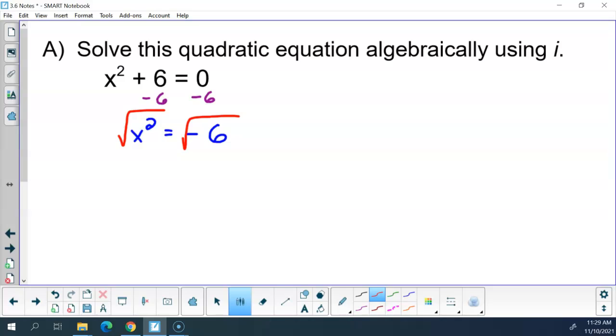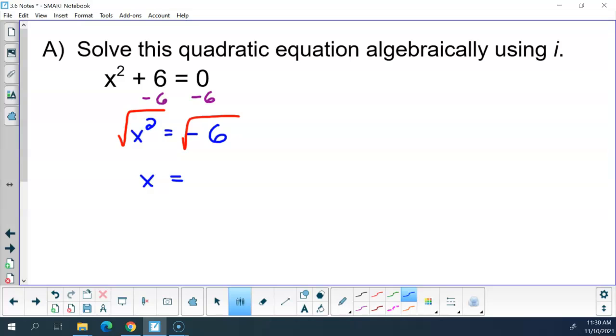Okay. The square root of x squared is x. But then we got the square root of negative 6, right? Okay. But how many answers do I need to get in this problem? Why 2? Because my exponent is 2. So I gotta have 2. So what do I need? Because we're taking a square root and we're solving, we needed plus or minus in there.